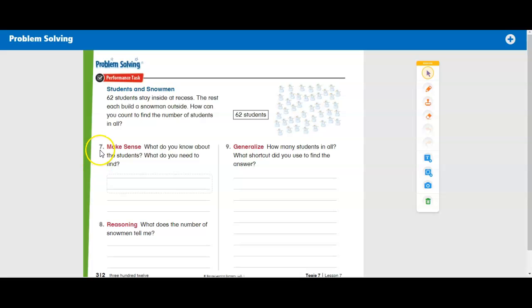Number 7 says, make sense. What do you know about the students? What do you need to find? Let's look back at our story problem and see, what do we know? We know 62 students stay inside. The rest build a snowman outside. Let's begin there.